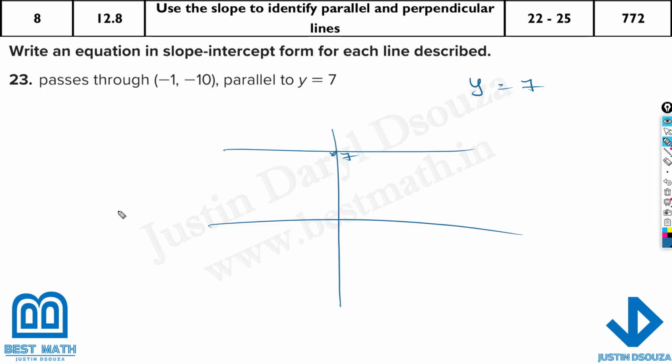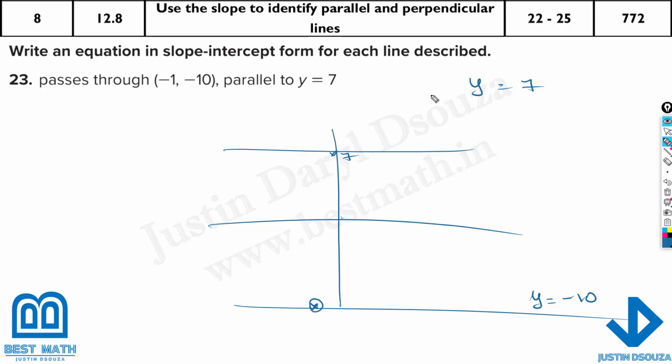rather than solving, and since it's in the electronic part, just let's analyze this. It must pass through -1 and -10. Where is -1? X. And -10, it's somewhere over here. Okay. So this is the line. So what must be the line? It has to be parallel. So it is y is equal to -10.